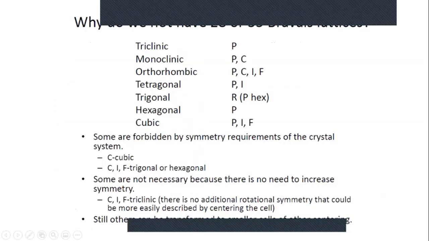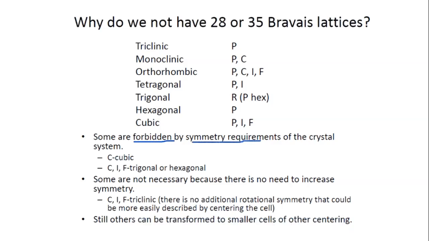So why don't we have 28 or 35 Bravais lattices? As we said earlier, these are the types of centering that the different crystal systems can have. And one reason why we can't have certain types of centering is because it's forbidden by the symmetry requirements of the crystal.